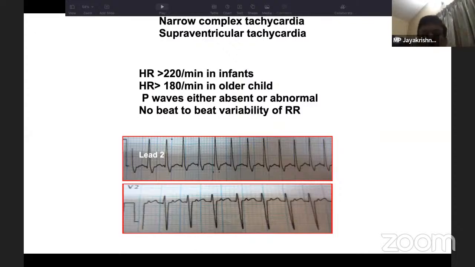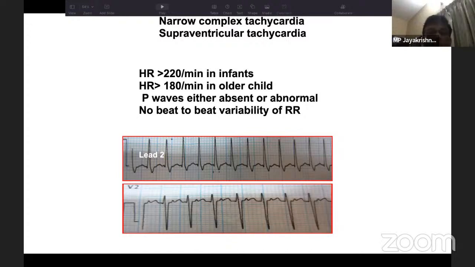I'm sure many of you have already done the PALS course, and they teach this. It is always part of the PALS course. Narrow complex tachycardia could be a supraventricular tachycardia. You look at the heart rate: if it is very fast, more than 220 in an infant or more than 180 in an older child. Then you look at the P waves. The P waves are either absent or abnormal in supraventricular tachycardia. One of the differential diagnoses for a fast narrow complex heart rate is sinus tachycardia, so whether this is a sinus tachycardia or a supraventricular tachycardia is what we are bothered about. We consider supraventricular tachycardia if the heart rate is very fast, that means more than 220 in an infant or more than 180 in an older child.